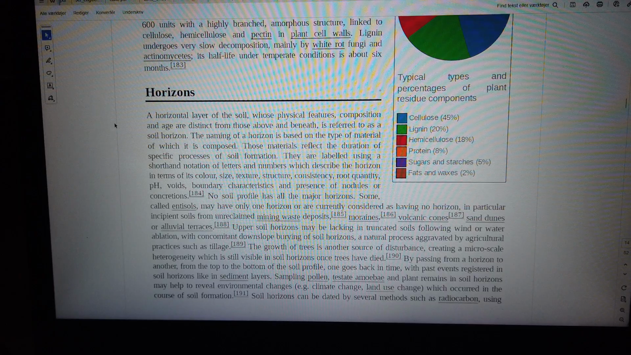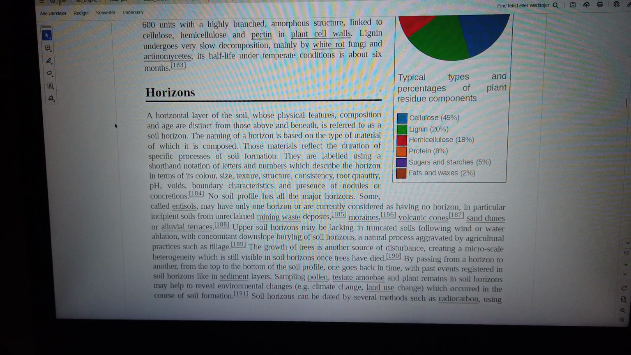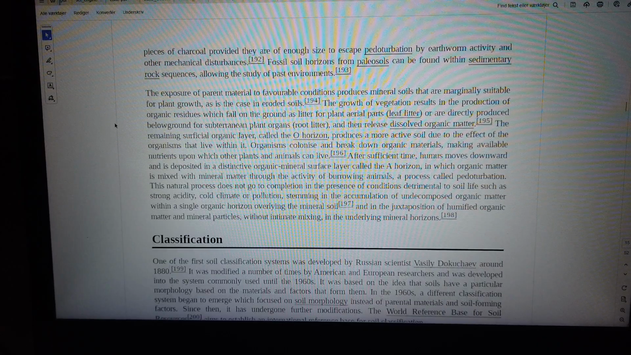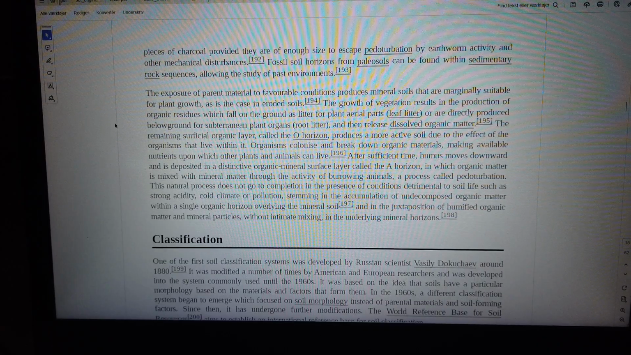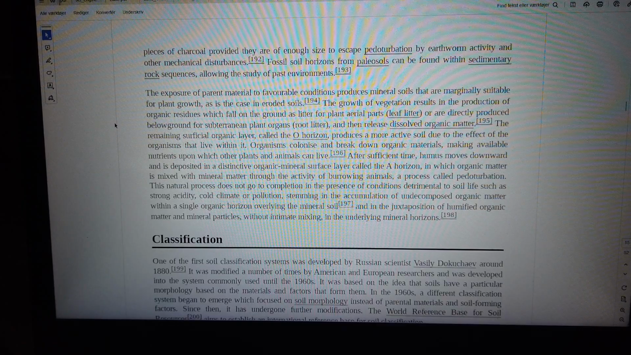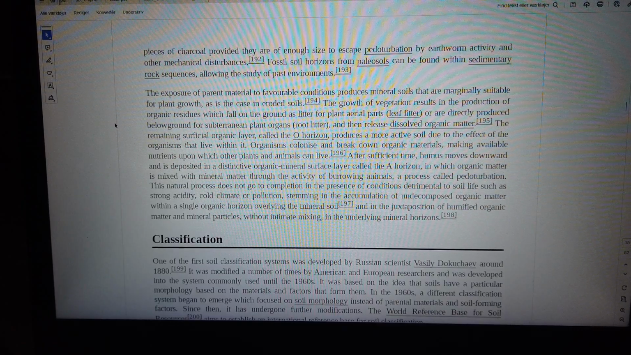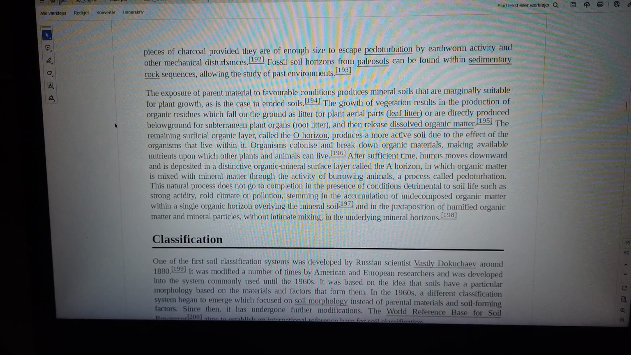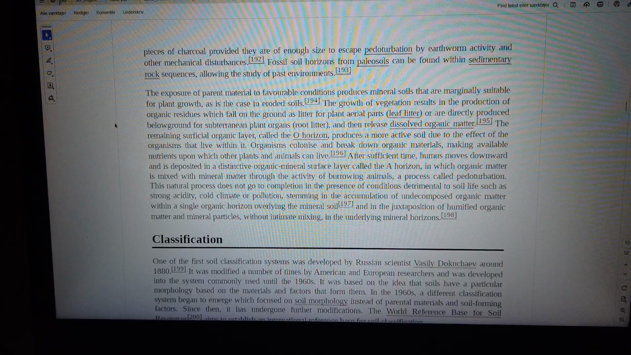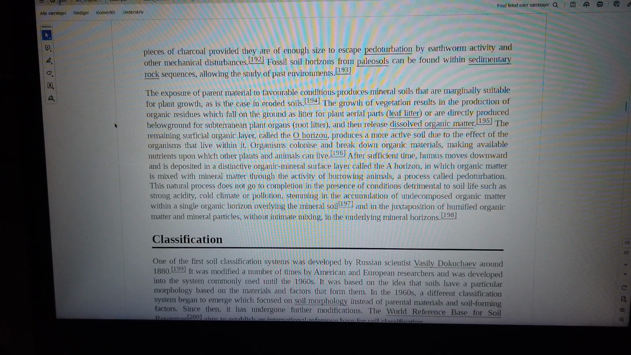191. Soil horizons can be dated by several methods such as radiocarbon, using pieces of charcoal provided they are of enough size to escape pedoturbation by earthworm activity and other mechanical disturbances. 192. Fossil soil horizons from paleosols can be found within sedimentary rock sequences, allowing the study of past environments.